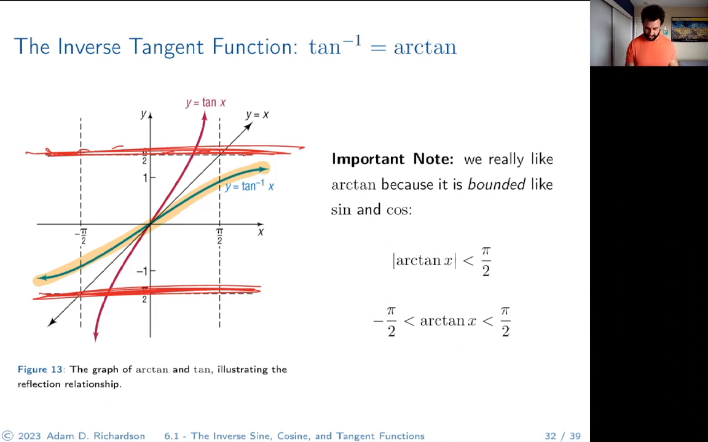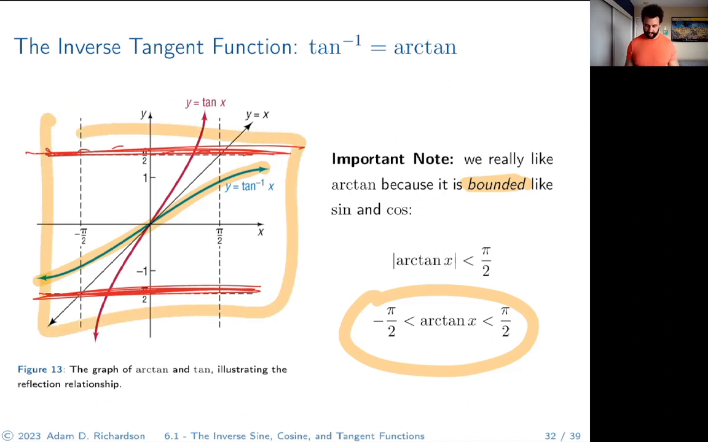And I have this really, really important note. When you get to Calc 2 in particular, just remember, we really, really like arctangent, and we really like cosine, and we really like sine because they are bounded. They are bounded functions. So arctangent is bounded too. Arctangent is bounded between negative pi over 2 and pi over 2. That's what this picture is showing right here, right?